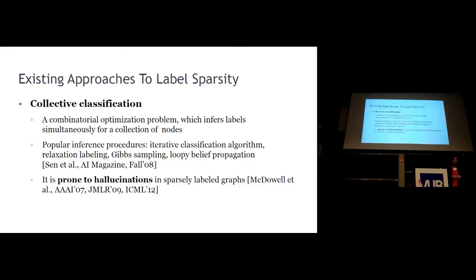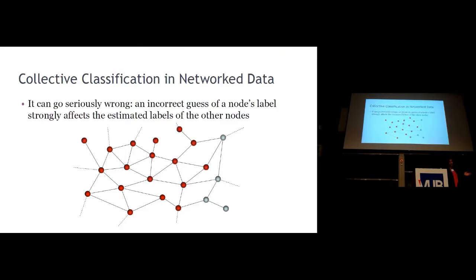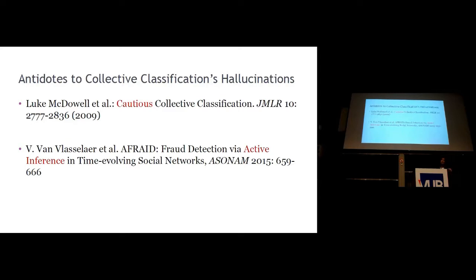Now, one of the problems with collective classification, especially if you have sparsely labeled networks, is that it is prone to hallucination. If my label depends on the labels of my neighbors and there are not that many labels, then you can label everybody the same label and you won't do very well. Approaches to solve this problem, at this macro level where I want to do this combinatorial optimization, include one by Luke McDowell, the idea of cautious collective classification, where I'm going to be cautious in terms of using some predictions. I'm only going to use the ones that I feel certain about.